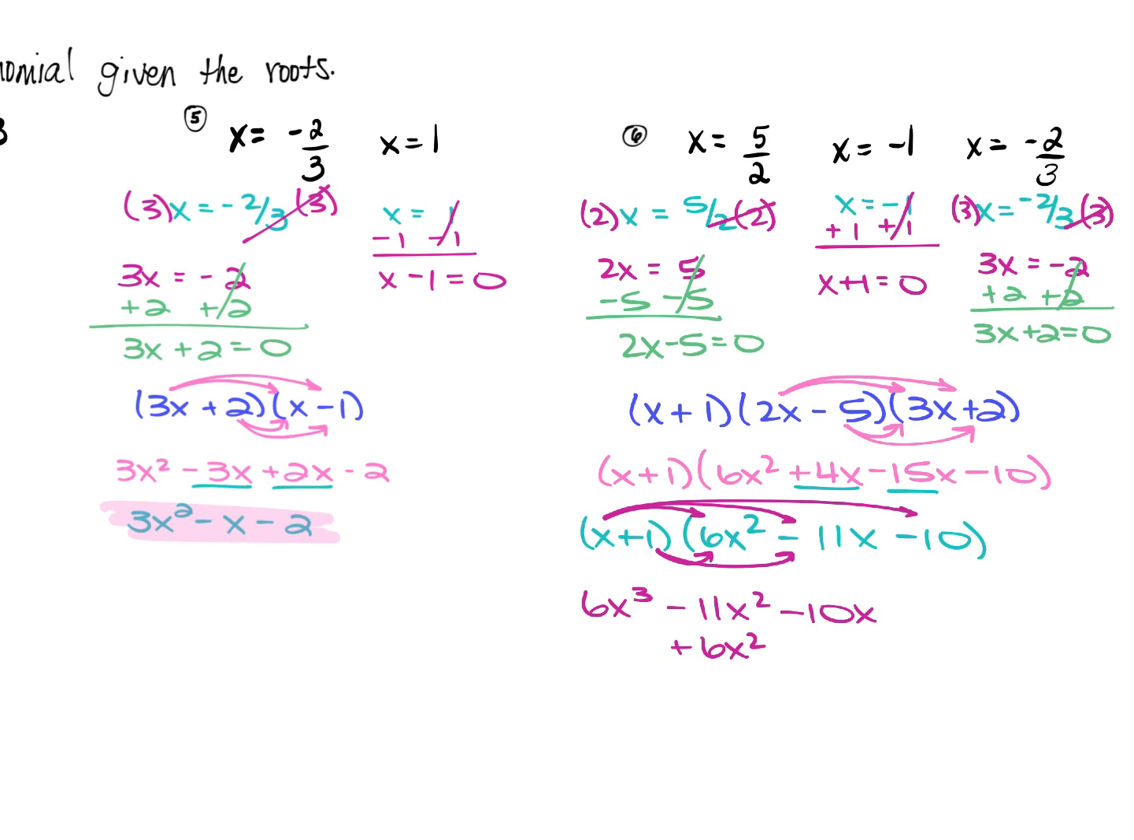The 1 times negative 11x is negative 11x. And the 1 times negative 10 is negative 10. From here, we're just going to add up our like terms. This gives us 6x cubed minus 5x squared minus 21x minus 10.